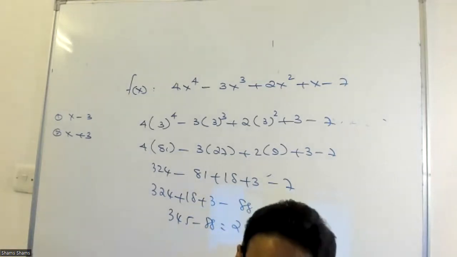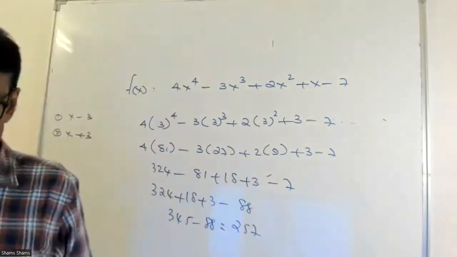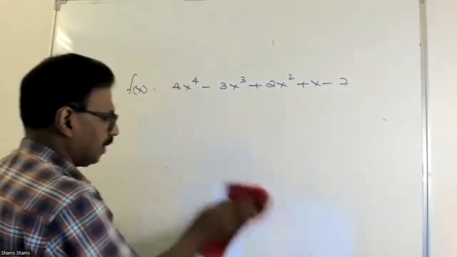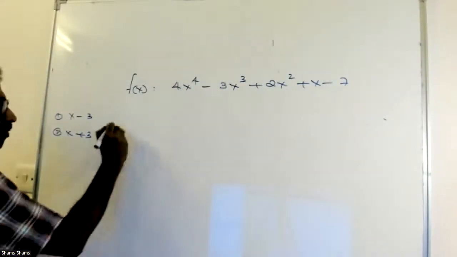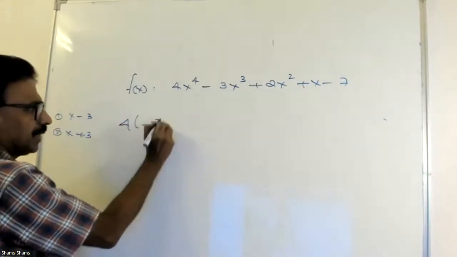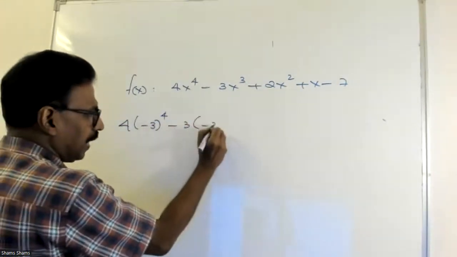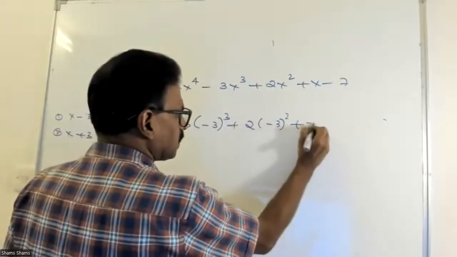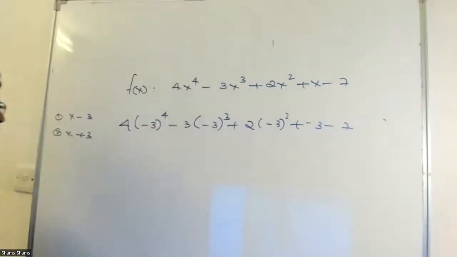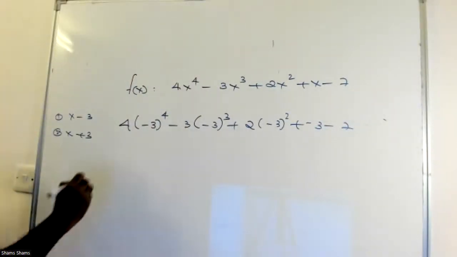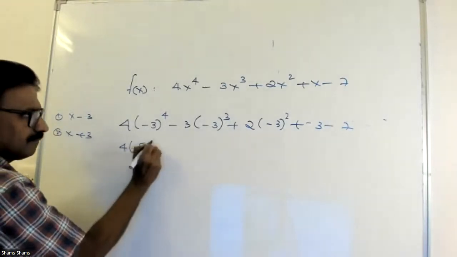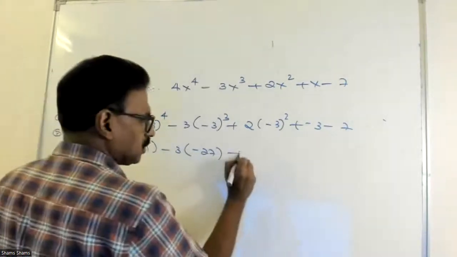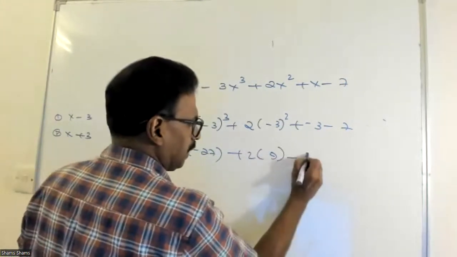Okay, now second one, look at here. Be more careful because it is minus 3. 4 into minus 3 raised to 4, 3 into minus 3 cube, plus 2 into minus 3 square, plus minus 3 minus 7. Replacing x equal to minus 3. This is 4 into 81 only. 3 into minus 27, right? Plus 2 into 9 only, minus 3 minus 7.